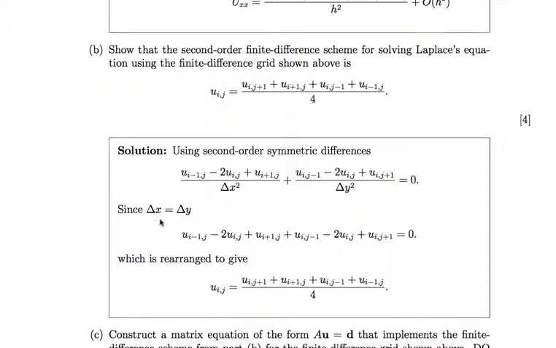Well, it makes our life a lot easier since delta x equals delta y, so we don't have to worry too much about these terms on the bottom. So if we multiply out by the denominators, all we have to do is rearrange to make u_ij the subject, and if we do so, we get this simple scheme. So simply the node to the north plus the node to the east plus the node to the south plus the node to the west, divided by 4.